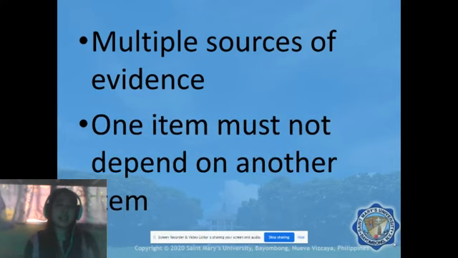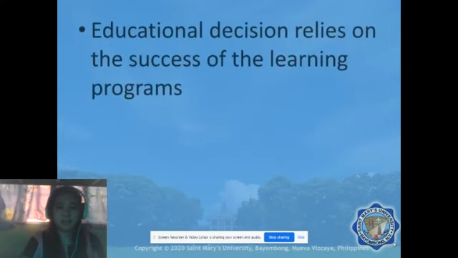And another thing is that one item must not depend on another item, because the tendency for, of course, is that if the student do not know what is the answer for the first item, so the tendency is that he or she cannot again get the correct answer for the succeeding item, which is dependent to that item.